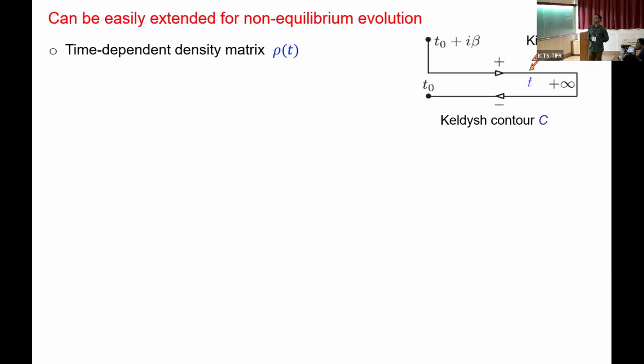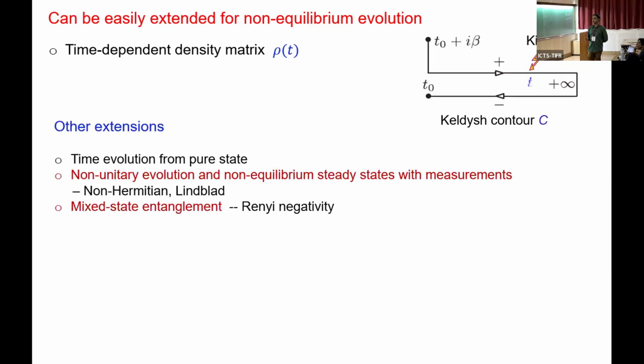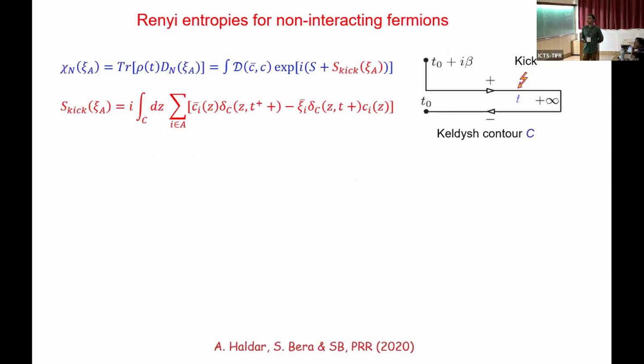There is nothing here specific to the thermal density matrix. You can do it for any density matrix, so time dependent density matrices, even non-unitary evolution. We have been using this kind of thing for other problems of measurements, non-unitary dynamics and things like that, which I'm not going to discuss. But this is a very simple method. You can generalize it to essentially any formalism like the Schwinger-Keldysh formalism or the Lindblad formalism. You can do it. Okay, so there is no issue.